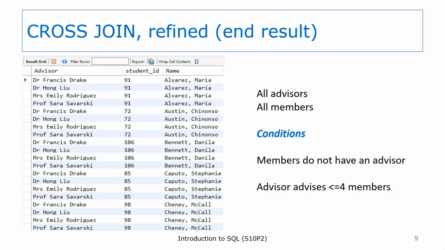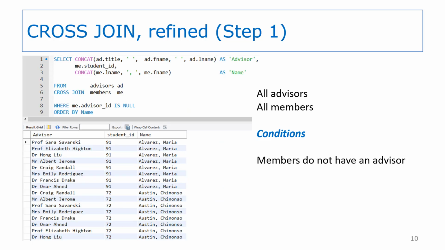So what we're seeing here is what the result set will look like when we are done refining the cross join. We'll apply the two conditions to the cross join to limit the data that is included in the result set. The first refinement is easy. To get just the members that do not have an advisor, we'll add the where clause that is shown here.